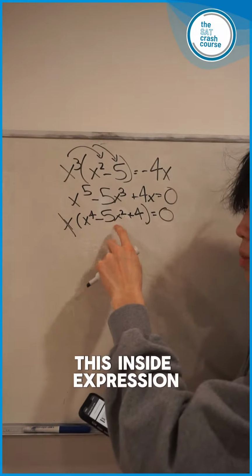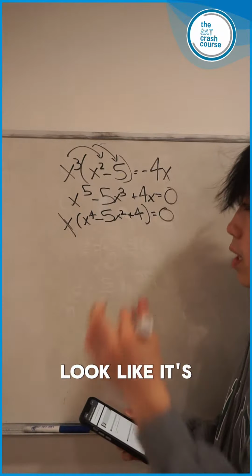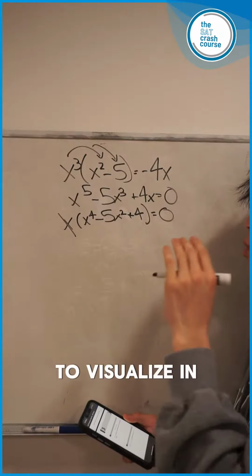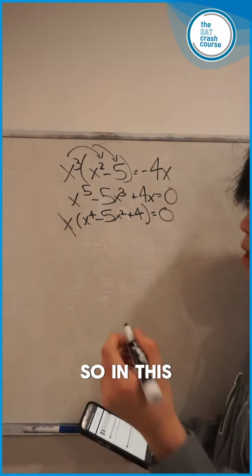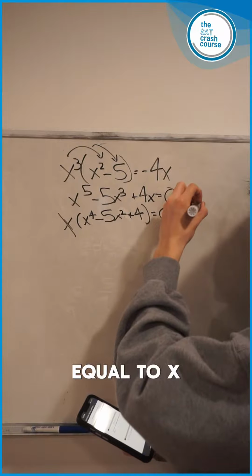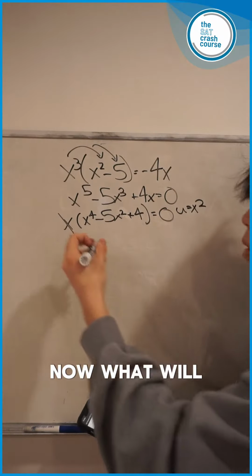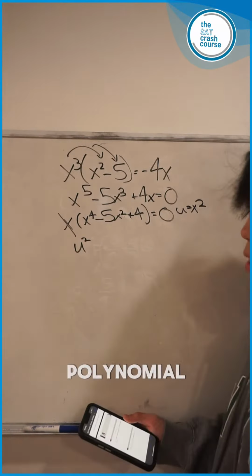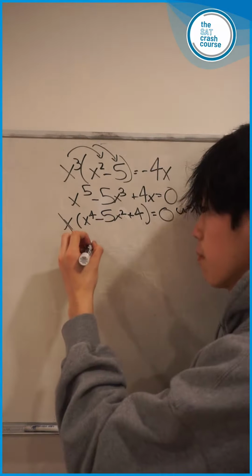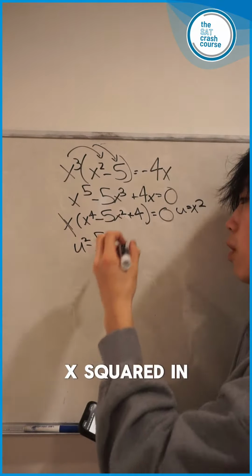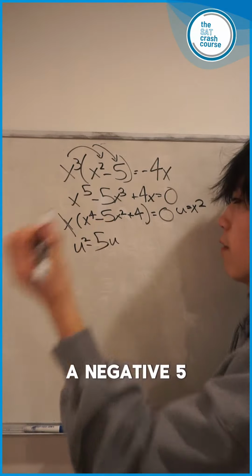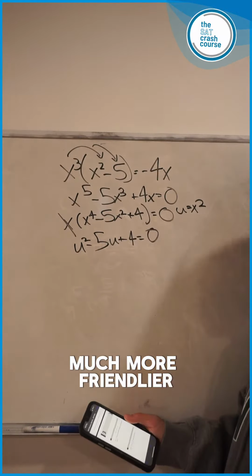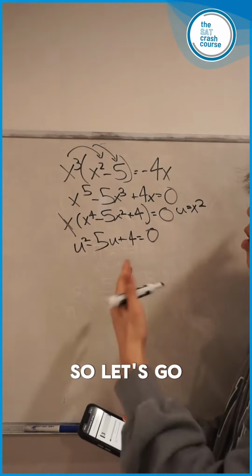Let's look at this inside expression. While it may look like it's unfactorable, we can actually use a trick called u substitution to make it easier to visualize and factor. So in this case, let's let u equal x squared. Now what we'll get when we substitute u is a degree 2 polynomial, which is what we're used to factoring. We'll turn this x squared in the negative 5x squared into a negative 5u, and the 4 stays the same. Now this looks much friendlier and much more capable to factor, so let's go ahead and do that.